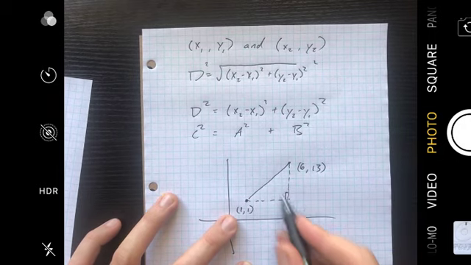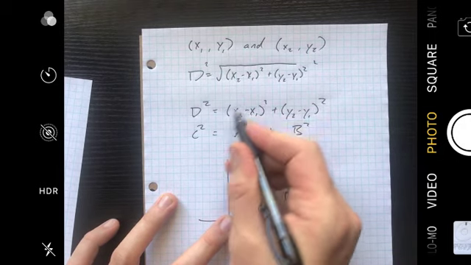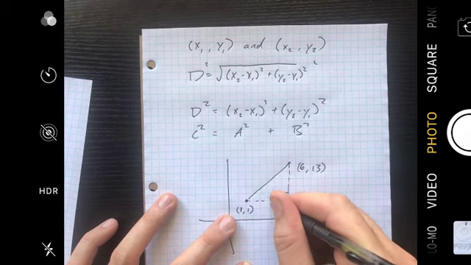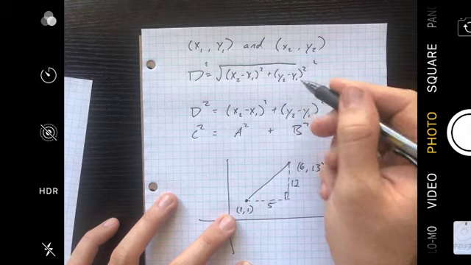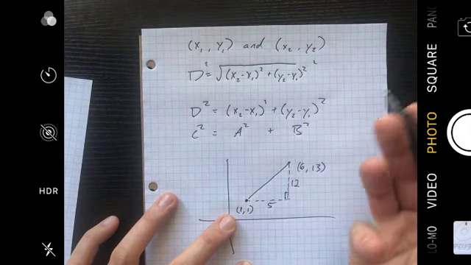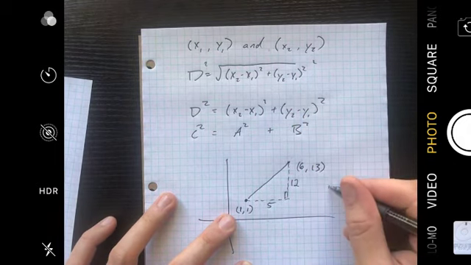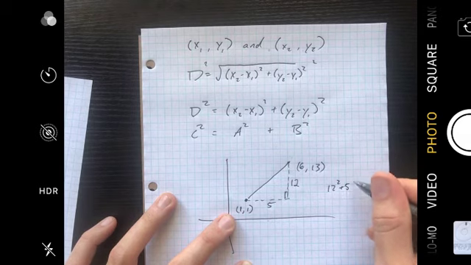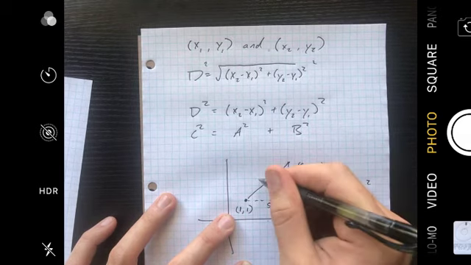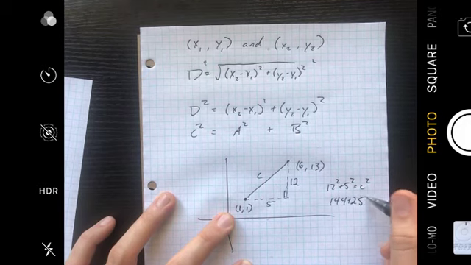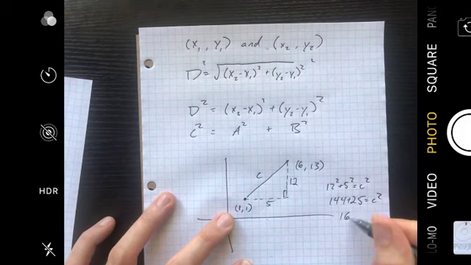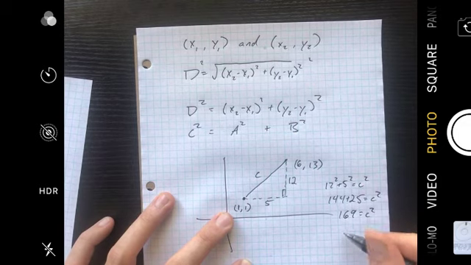How far does it go in the x direction or in the y direction? That's what this is asking. Well, it goes 5 in the x direction. How far does it go in the y direction? 12, because 13 minus 1 is 12. So now we have a right triangle. We have 12 squared plus 5 squared equals c squared. This will be our c. And we get 144 plus 25 equals c squared. 169 equals c squared. Then you can take the square root of both sides.